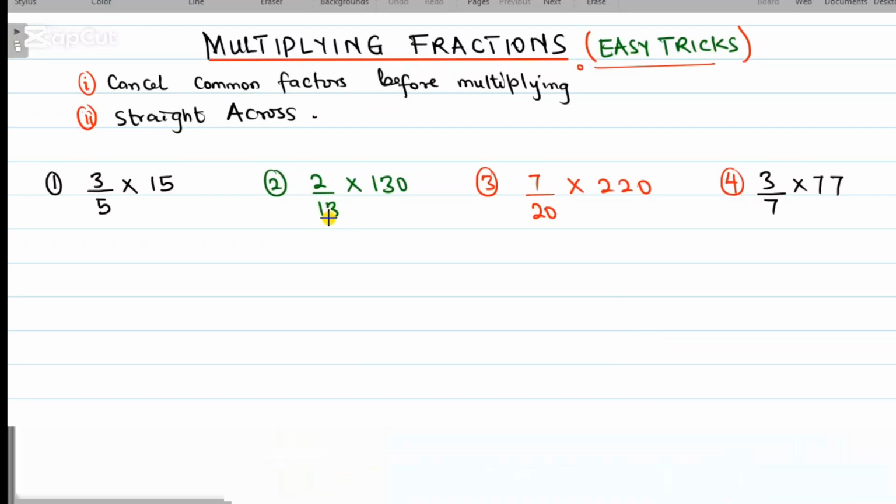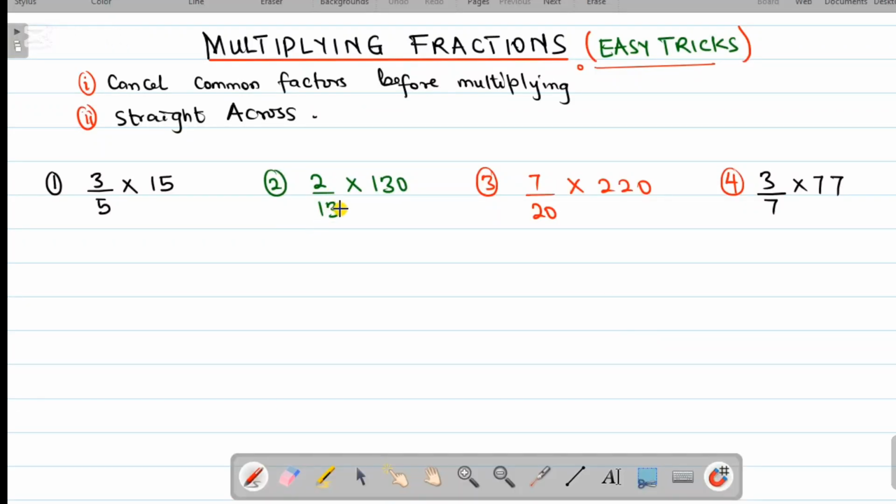Hi everyone. Alright, so in this video we are going to be looking at multiplying fractions, and we are going to be seeing what the easy approach is. It involves two very quick, simple steps.